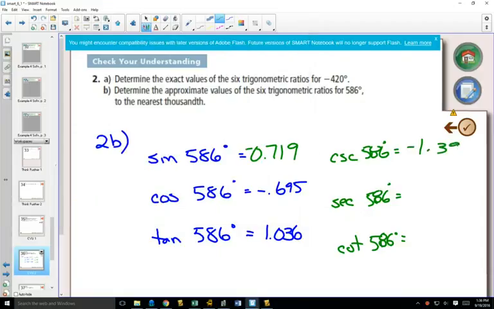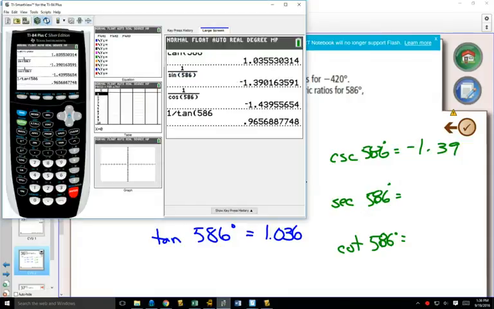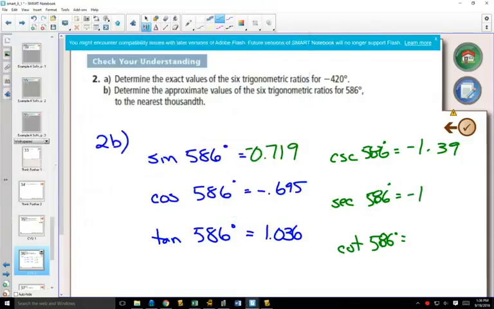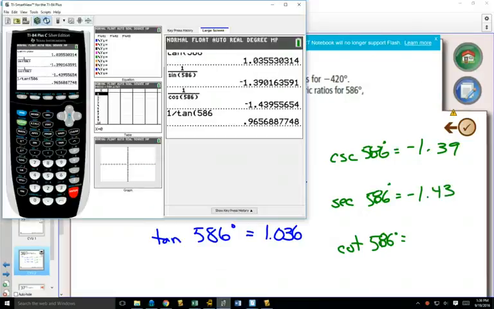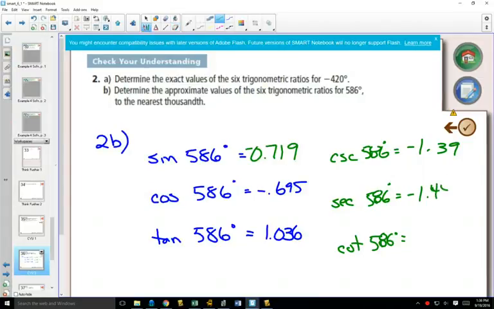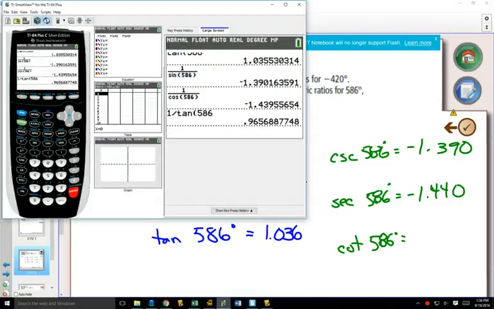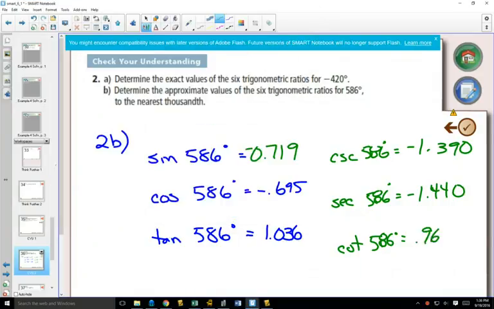Negative 1.390, negative 1.440. Oh, this one when rounded to the thousandth will be 1.440. And to the thousandth, I'd have that 0 there as well. And the last one, 0.966. So it's just a matter of, can we use our calculator to get the answers? There's only one question, which is 7b, to do after this one.